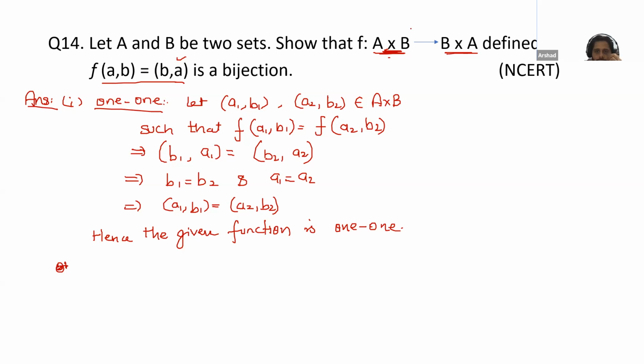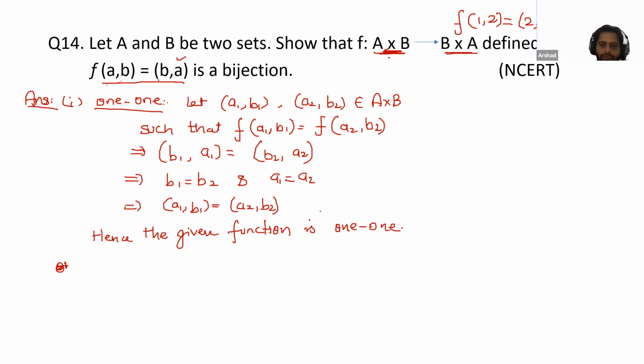So Umair, what is the question here? First of all, two sets are given, A cross B and B cross A. After this, they have given f(a, b). That means if you put an ordered pair (a, b) in the function, the result will be (b, a). So if you put (1, 2) here, then the final answer will be (2, 1).